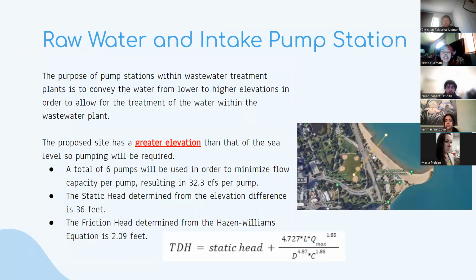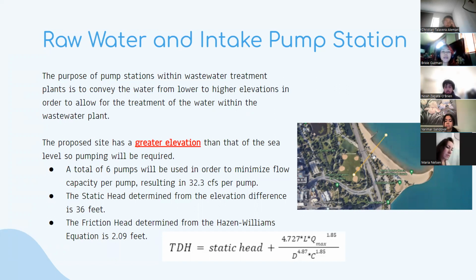So next we discuss the raw water and intake pump station. Like we said before, there is a change in elevation between our water source and the site, so pumping was required. The purpose of the pump stations within the wastewater treatment is to convey the water, of course, from lower to higher elevations, so we can get the water to the treatment plant.